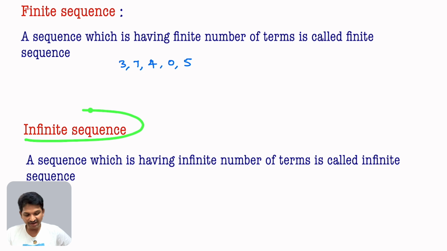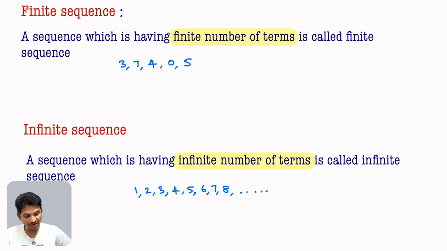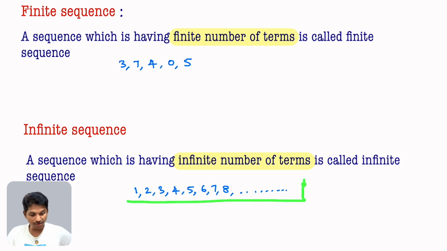Okay. Infinite sequence. A sequence which has an infinite number of terms, a very simple thing. If a sequence has a finite number of terms, it is called a finite sequence. If the sequence has infinite terms, then it is called an infinite sequence. For example, something I'll take like this: 1, 2, 3, 4, 5, 6, 7, 8, and so on. If I write like this, what is this? The number of terms in this is infinite. That's why this sequence is called an infinite sequence.